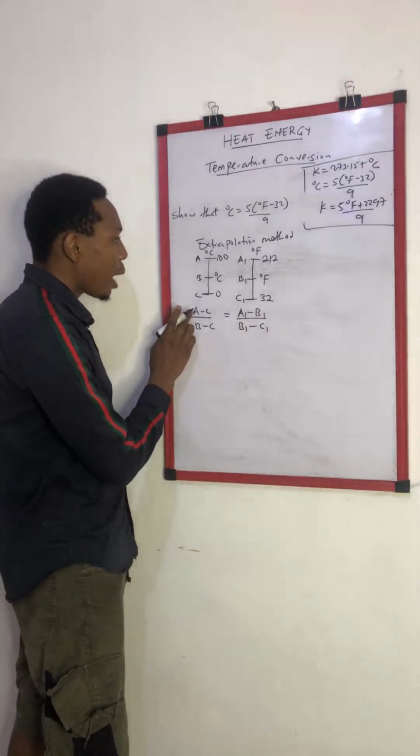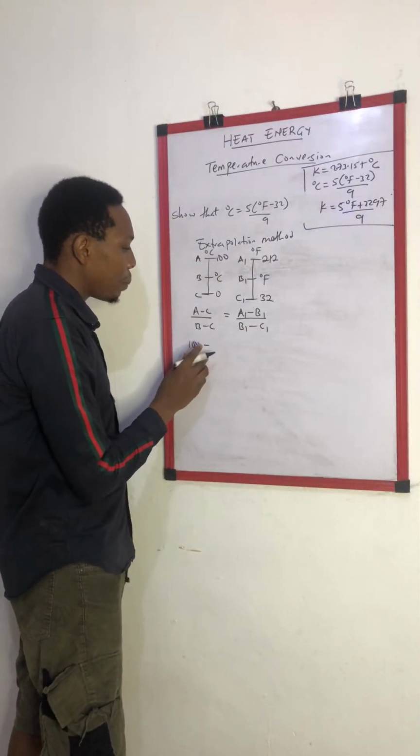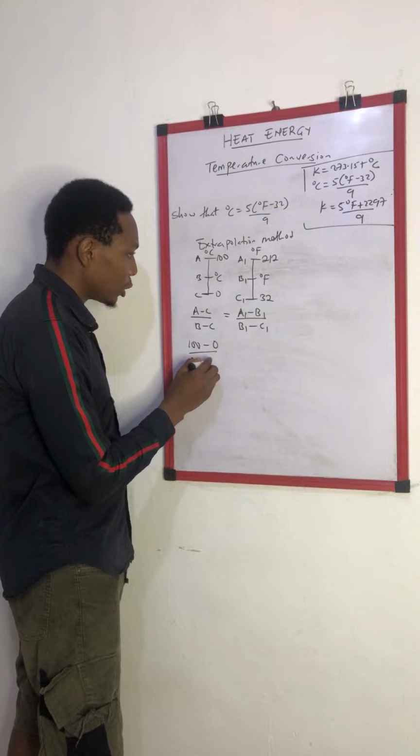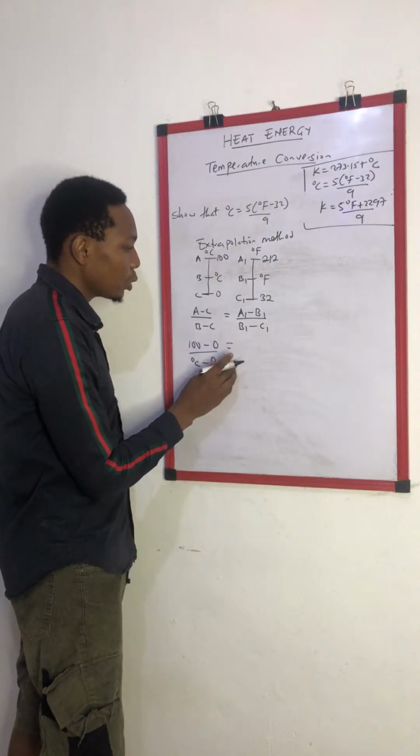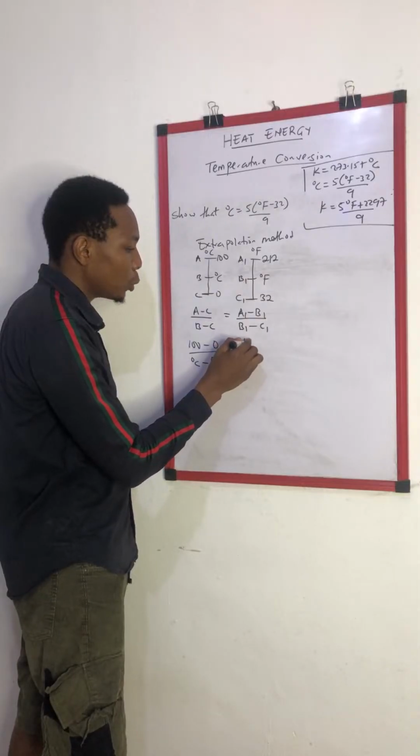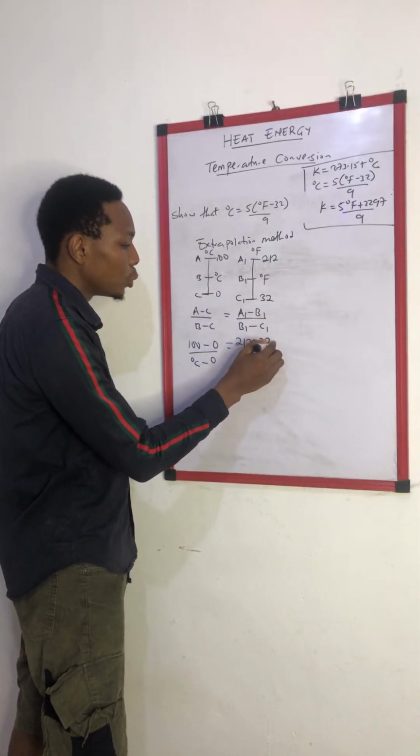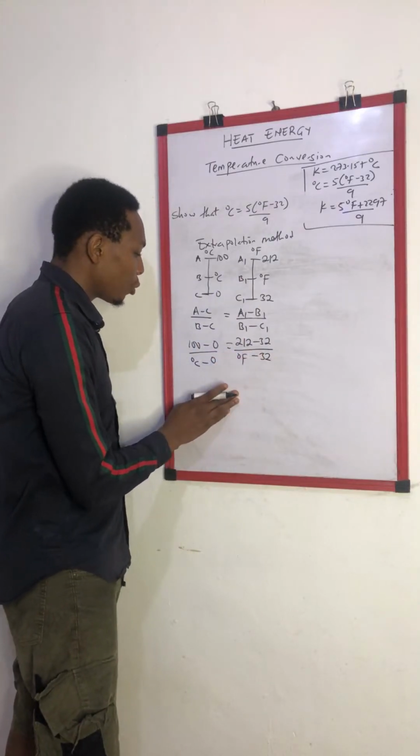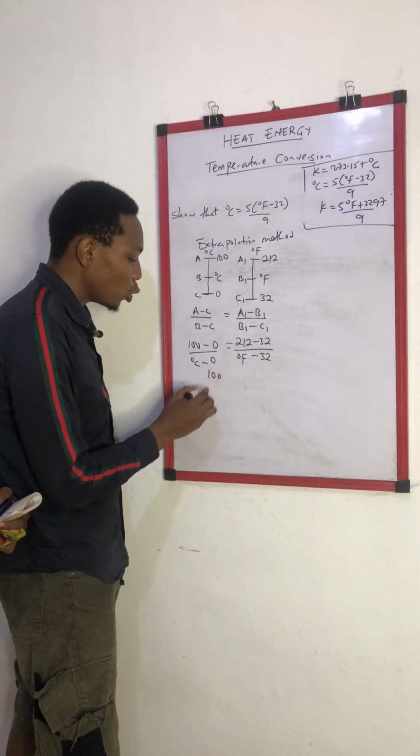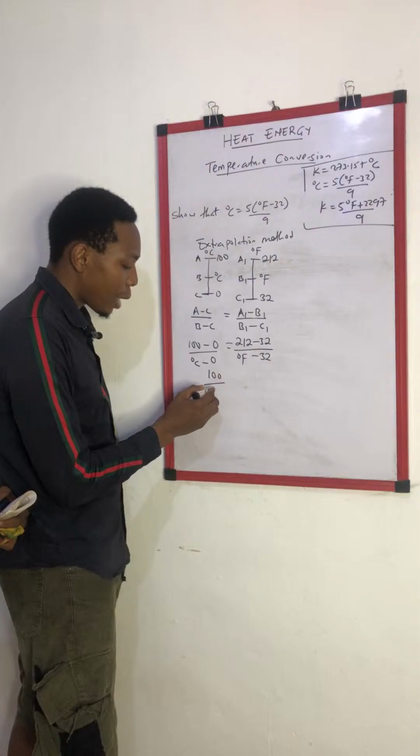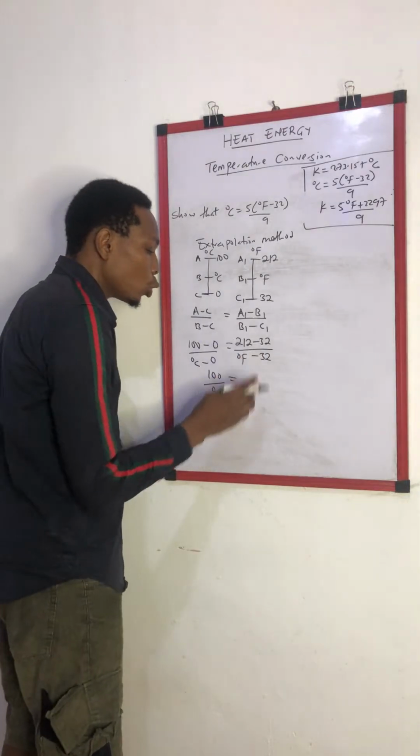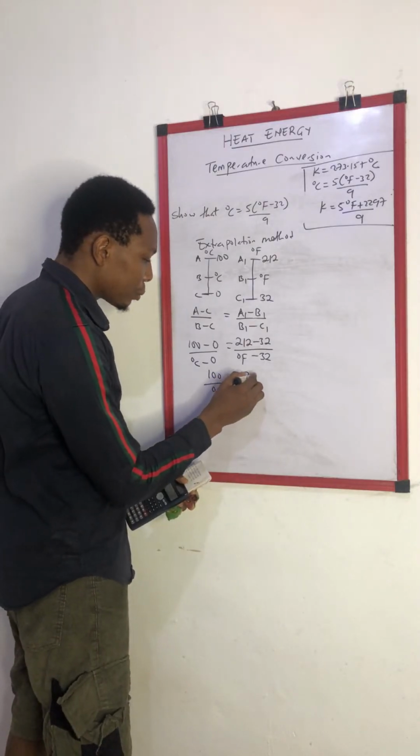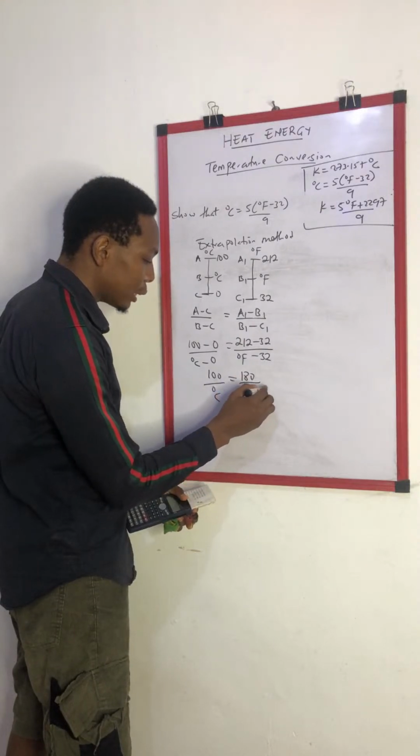So this time around, our A here is 100, then minus our C, which is 0. What's B? B is degree Celsius, minus 0. Then equals A1, which is 212, minus B1, which is 32, all over B1, which is degree Fahrenheit, minus 32. So from here, 100 minus 0, we still have 100, all over degree Celsius minus 0, we have degree Celsius. Then equals 212 minus 32, so we have 180, then all over degree Fahrenheit minus 32.